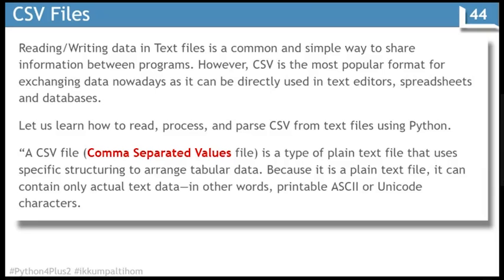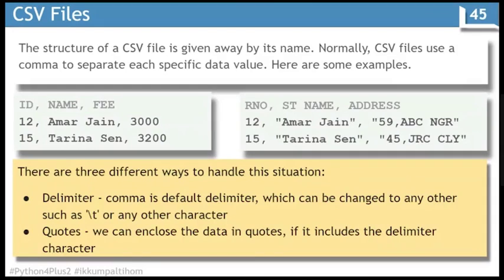In other words, printable ASCII or Unicode characters. The CSV file has a structure. You already know that CSV means comma separation, but instead of comma, there can be any other delimiter also. But in that case, delimiter has to be specified.